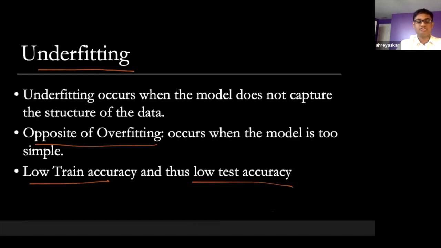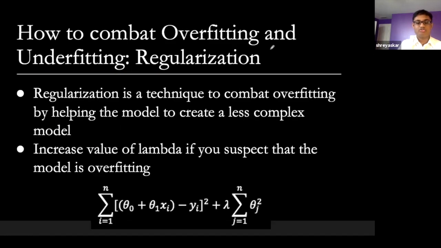All right. So now we've introduced what overfitting is and what underfitting is. But there's no use of learning what it is if you can't combat this. So now let's learn how to combat overfitting and underfitting. One technique that we'll introduce in this lecture is called regularization. Regularization is a technique used to combat overfitting and underfitting. Essentially, it combats overfitting by helping the model create a less complex model, and thus less prone to overfitting.